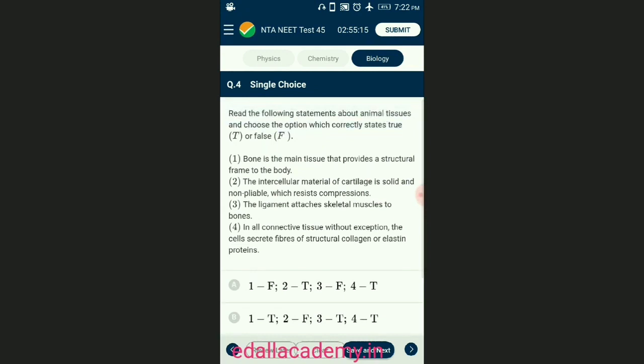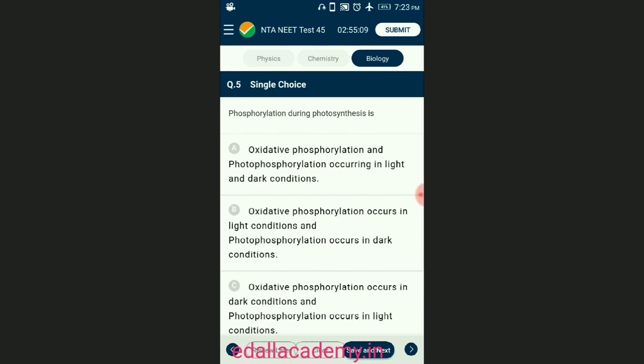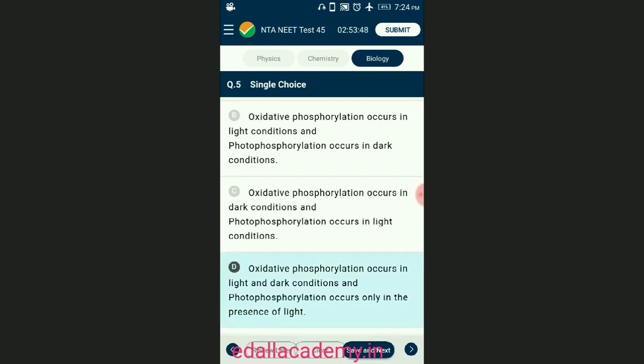Question number 5. Phosphorylation during photosynthesis is: in oxidative phosphorylation, the reduction of O2 to H2O with electrons donated by NADH2 and FADH2 takes place. This process occurs equally in light or dark conditions. In photophosphorylation, the oxidation of H2O to O2 with NADP+ as an electron acceptor is observed. This process is light dependent. Oxidative phosphorylation occurs in light and dark conditions, and photophosphorylation occurs only in the presence of light. So the answer for this question is option D.